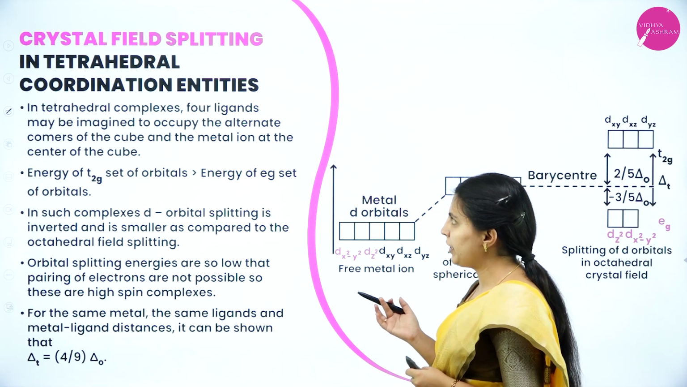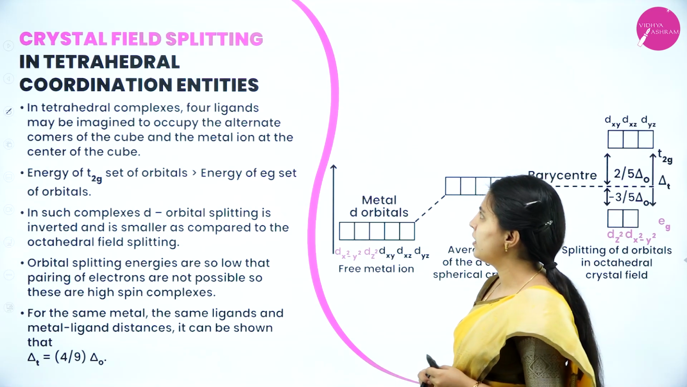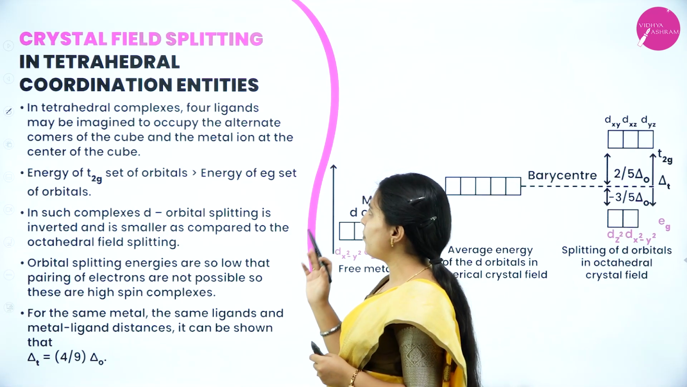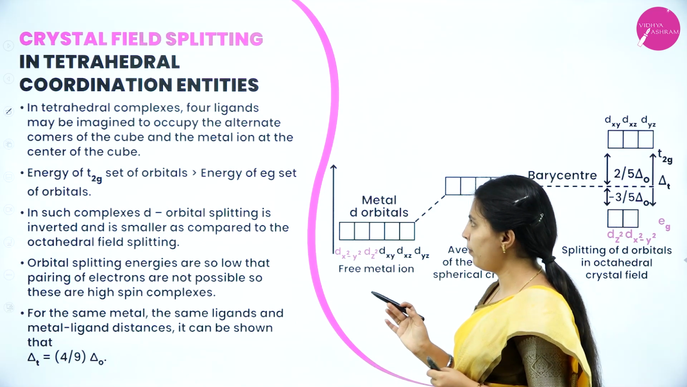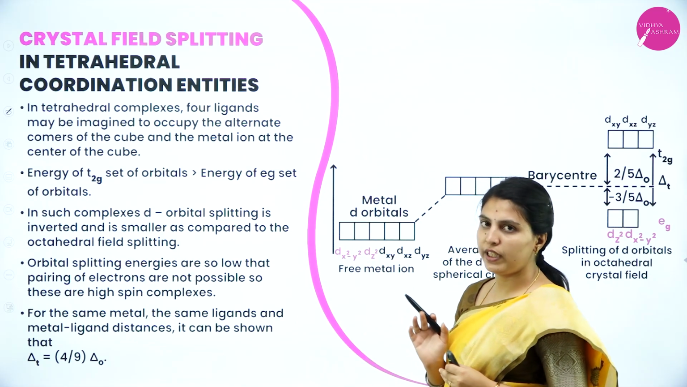Next, crystal field splitting in tetrahedral coordination entities. In tetrahedral complexes, 4 ligands may be imagined to occupy the alternate corners of a cube, with the metal ion at the center of the cube.